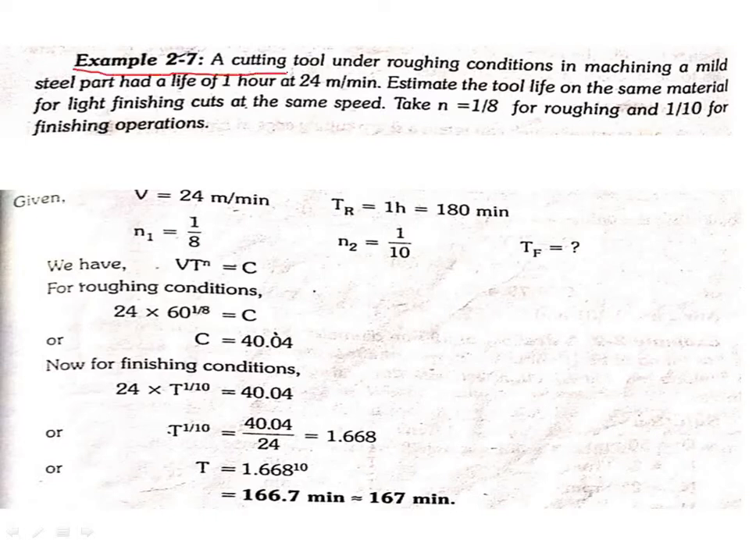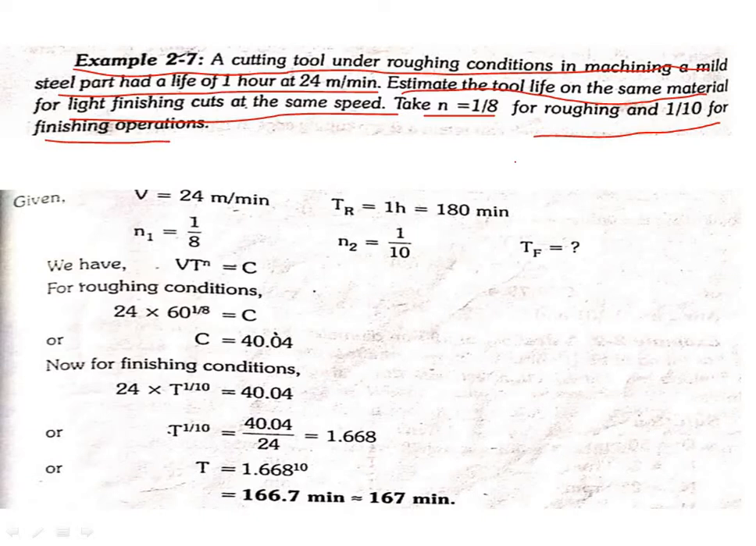Next problem. A cutting tool under roughing condition in machining a mild steel part had a life of 1 hour at 24 meter per minute. Estimate the tool life on the same material for light finishing cuts at the same speed. Take n equal to 1 by 8 for roughing and 1 by 10 for finishing operations. Remember, n is equal to 1 by 8 for roughing and 1 by 10 for finishing operation.